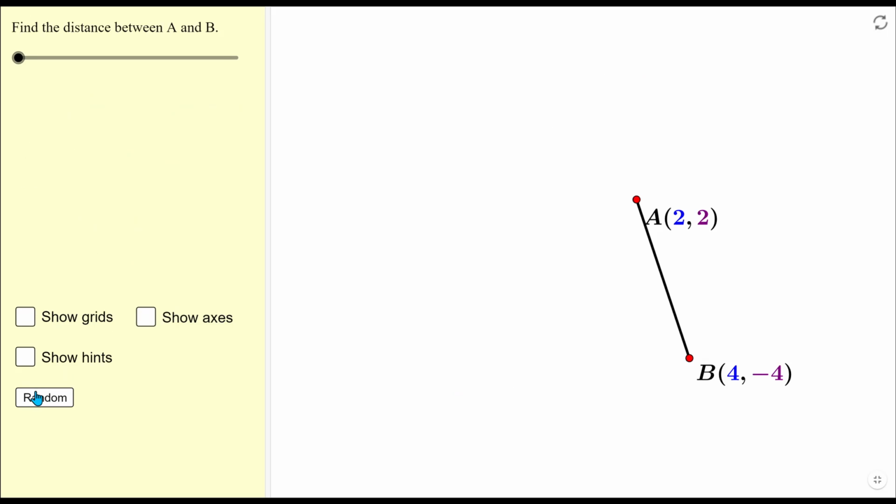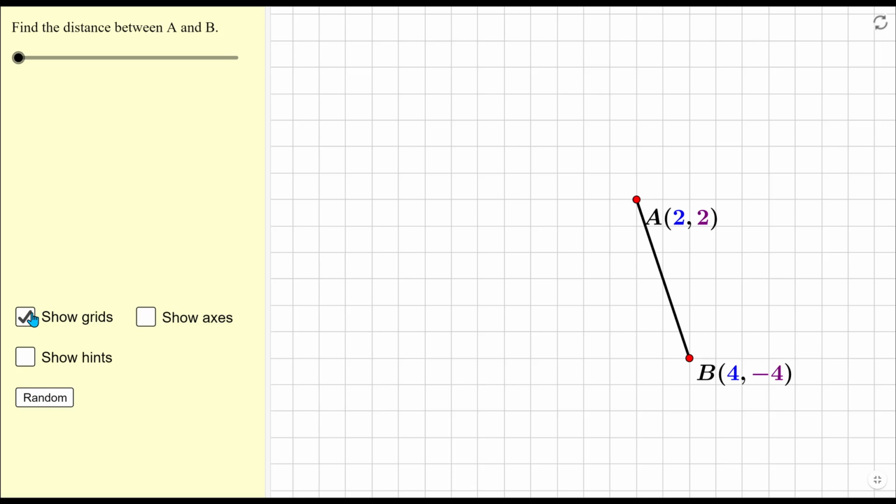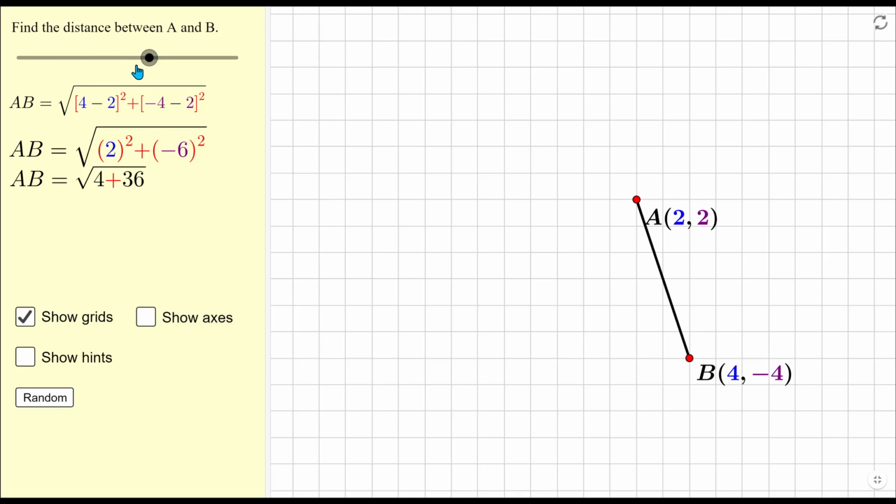All the while, we can use the grid, so we could count the boxes. 1, 2, 3, 4, 5, and 6. And going horizontally, it's 2. So we would expect a 2 squared and a 6 squared, 4 and 36.